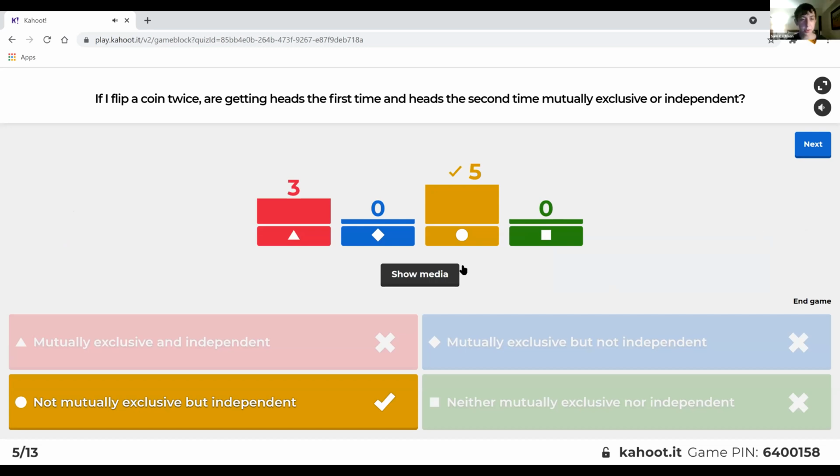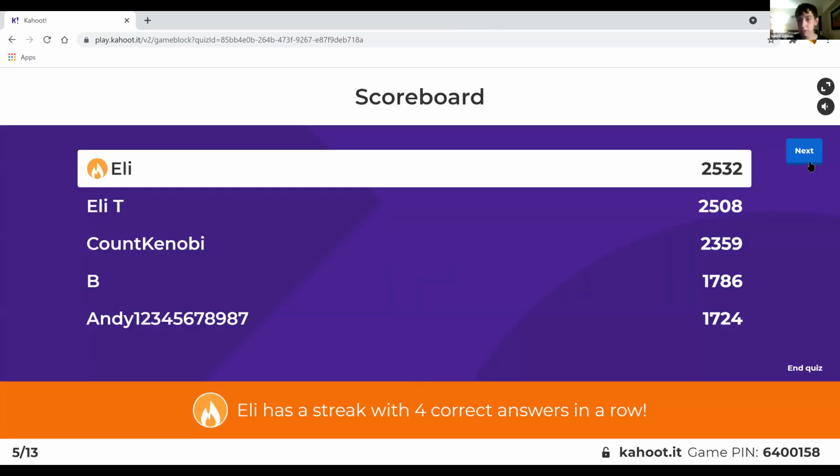Yeah, so for this one, you need to remember what mutually exclusive means. Mutually exclusive means that they can't happen together, but here they can happen together. We could get a heads, and then a heads the second time. So they're not mutually exclusive. Then everyone said they're independent, which is good because they are independent. Getting a heads the first time doesn't affect the probability of whether you'll get a heads the second time. So well done there.